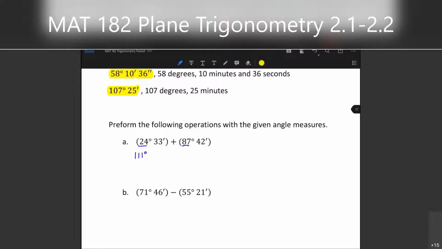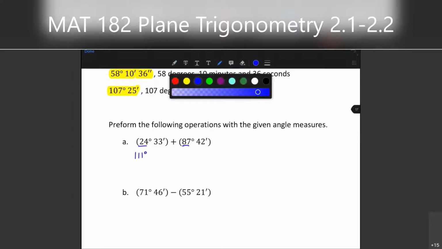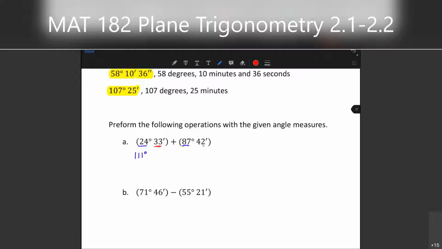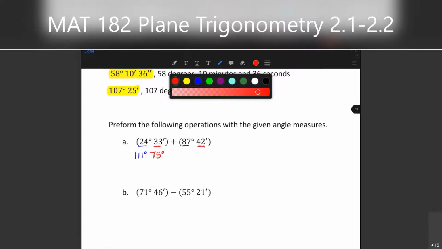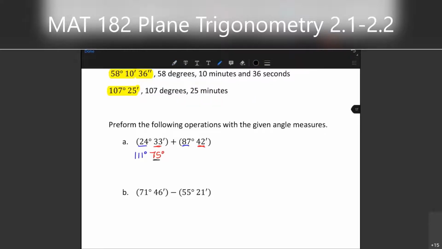And then if we added our partial degrees, that would be 33 minutes and 42 minutes. How many total minutes would we have there? 75. Okay, 75 minutes. But notice that 75 exceeds our 60-minutes-to-a-degree ratio, and so we want to be careful about that. We really have over a degree here to work with.